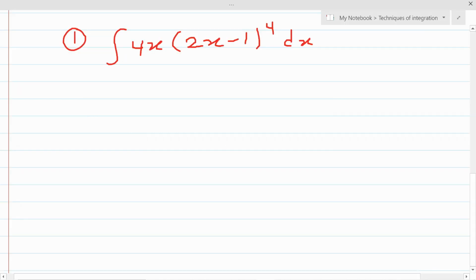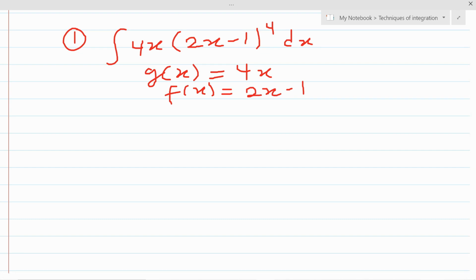So now the first question. It's somehow tedious, but we'll learn to go about it. Actually the substitution method is just to simplify or make your work simpler. But here if you look at it clearly, let's say our g of x, comparing to what we did, is equal to 4x, and let's say f of x is actually equal to 2x minus 1. But if you consider these two, when you differentiate any of them, you won't get back any of these functions. So how do I go about it?